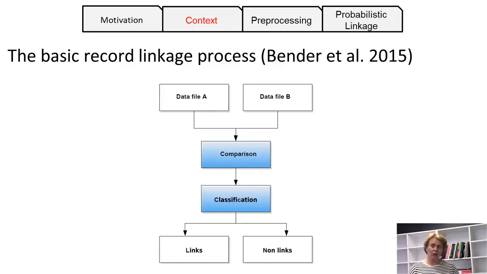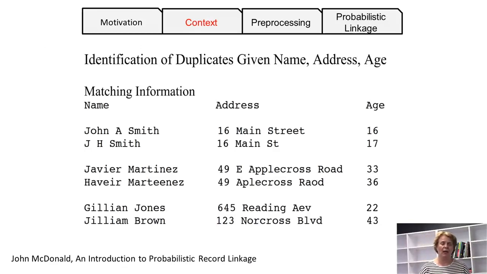Okay, so take a look at the examples that we have on this slide, and think to yourself, for example, you've got name and address and age. So three pretty common variables that you're going to look at. So look at the first pair. You've got John A. Smith of 16 Main Street, age 16. And what you have to do is say, is that the same person as J. H. Smith at 16 Main Street, age 17?